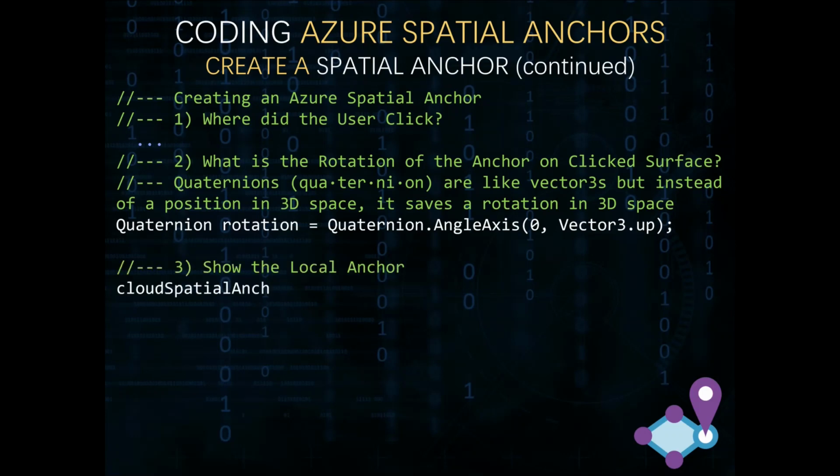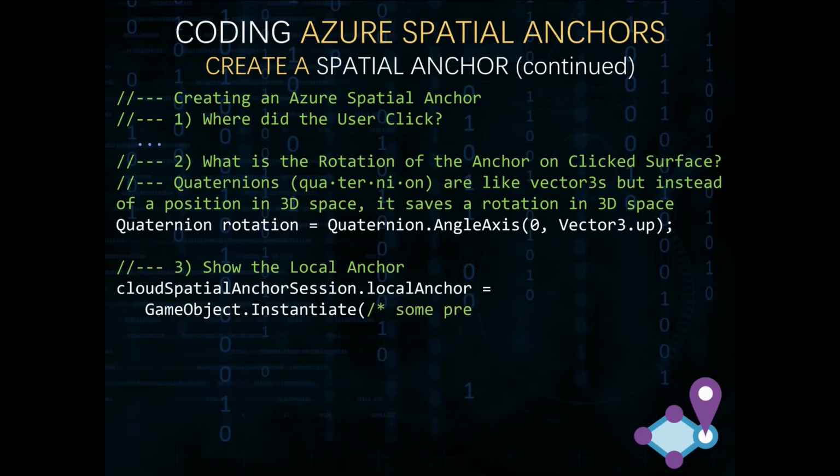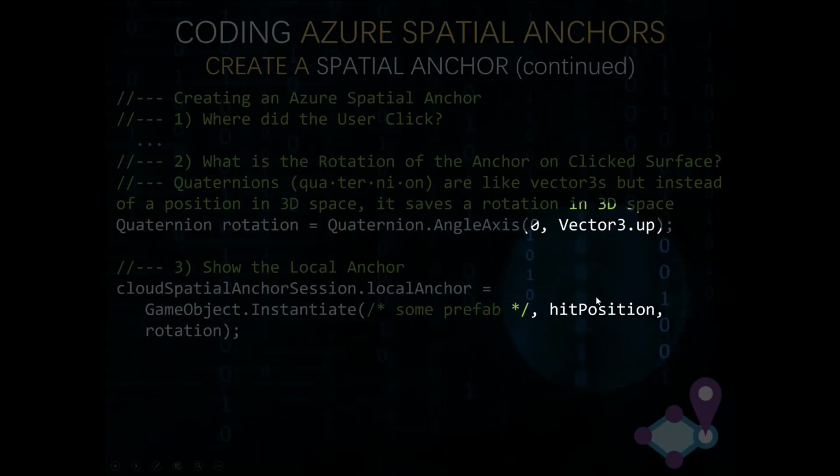So the next thing we want to do is show the local anchor. Remember I was saying before, we want to show it while in the background we process it. So we take that local anchor and we apply our hit position, which again is what?